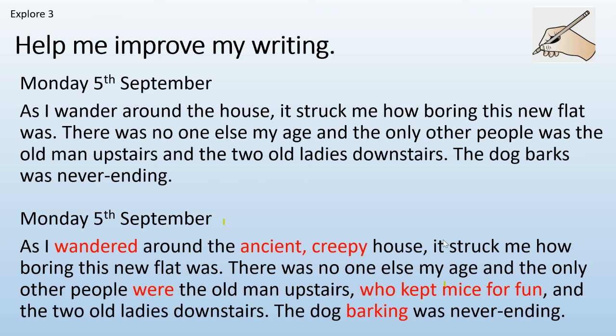So in my first piece of writing, I had written was the old man upstairs. And was is for one, and were is for more than one. And here I'm talking about the old man and the 2 ladies, so it should be were. I've also added in a relative clause to make it more engaging. And the last sentence, the dog barking was never ending. So here my verb tenses were wrong, so I just fixed that part too.